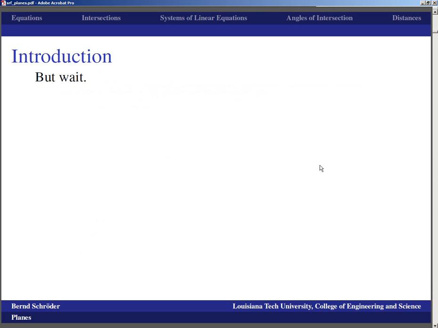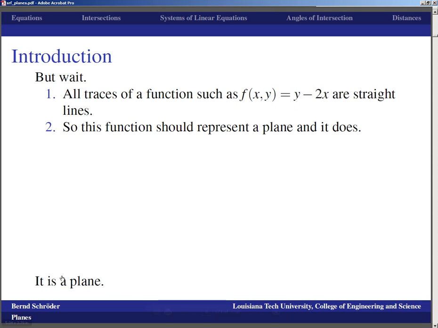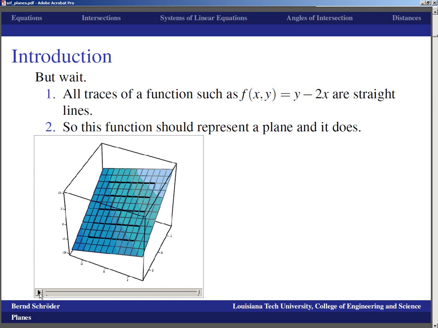All right, well, wait. If we're looking at a function such as f of x, y equals y minus 2x, all the traces of that function are straight lines, right? And so that function should represent a plane, and it does. And that is something that we can see very nicely in this animation here. Here are the y traces, and the x traces are going across. And when you then interpolate that, you get a plane. And that plane, once we put the whole grid on there, looks very much like the plane that we have just seen.